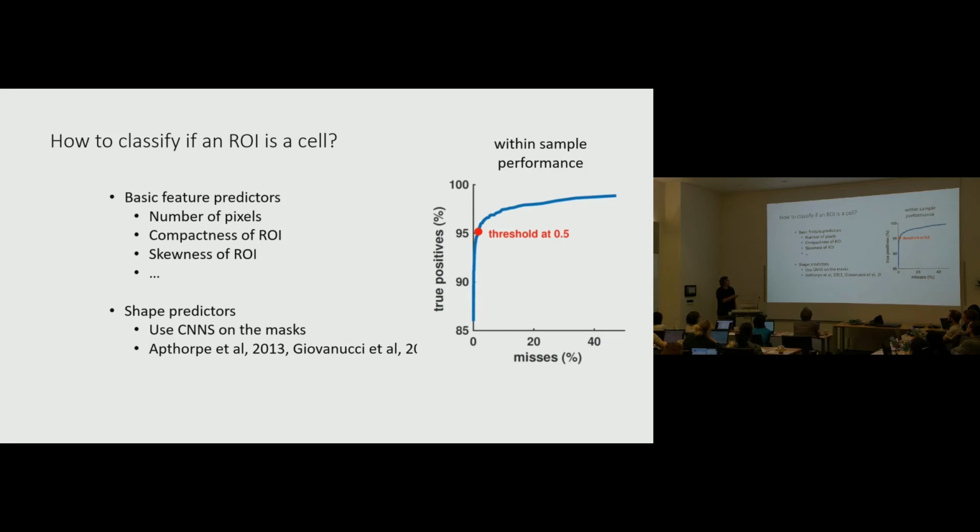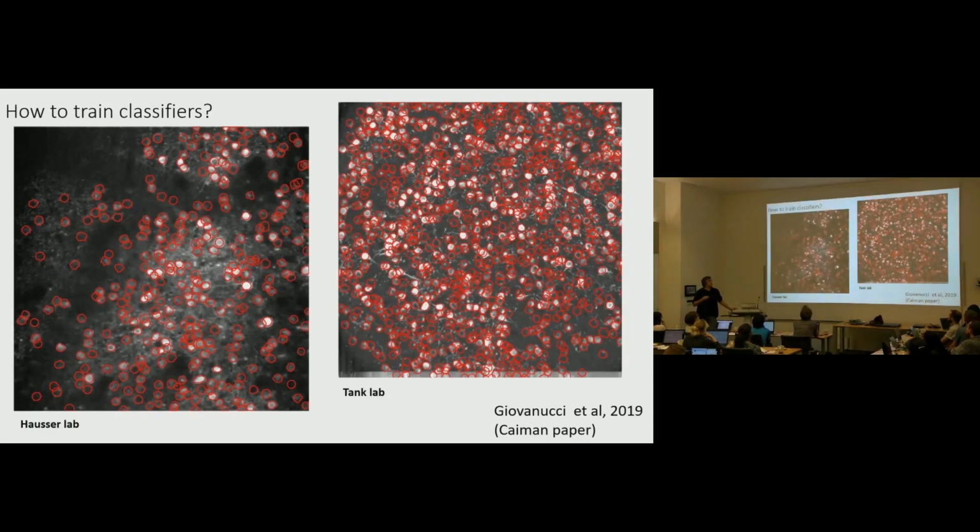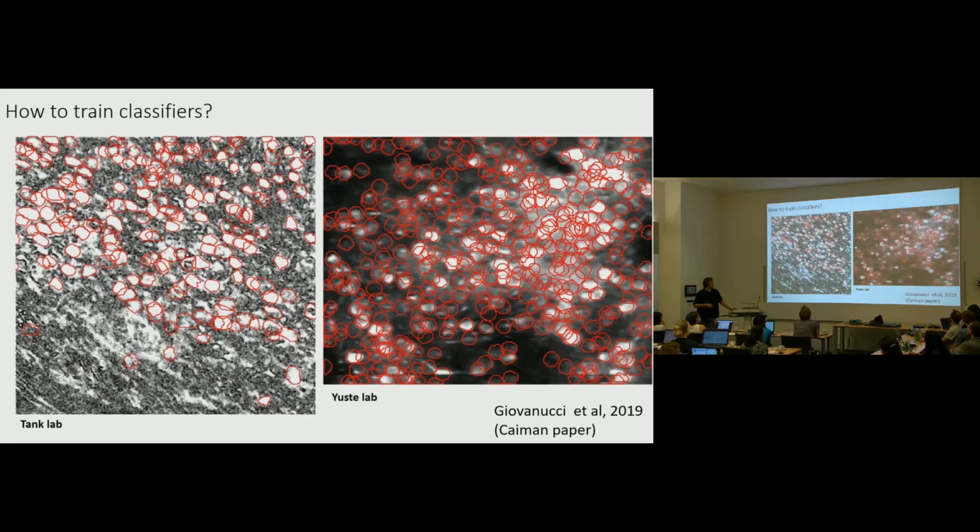I talked about how we want to add some shape predictors to increase the quality of our classifier. You guys don't need to know a lot about this, just that we are working on getting more benchmarks of these data sets. Actually, that's what a lot of people are doing in the literature. So this is the Kaiman paper. They had their own benchmarks. There were people manually labeling cells.